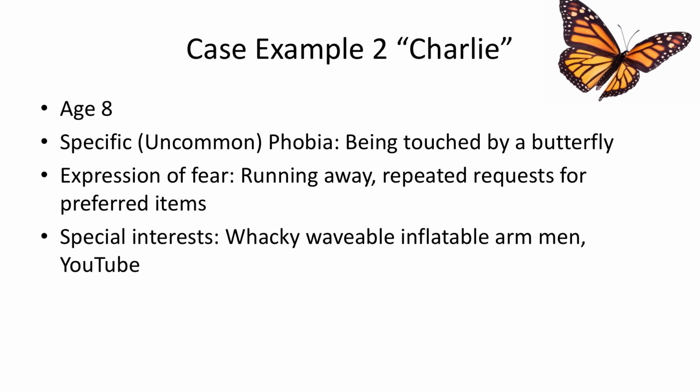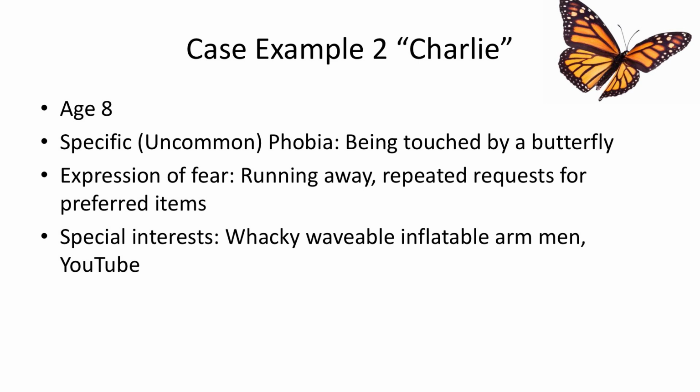Okay, one more case example. This one is Charlie. He was 8 years old. He had an uncommon phobia of being touched by a butterfly. Most specifically, he was very fearful that one day a butterfly would touch his face. So obviously, this fear has a very strong sensory component as well.